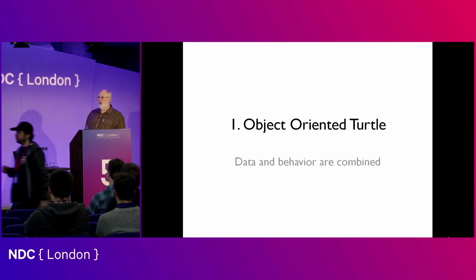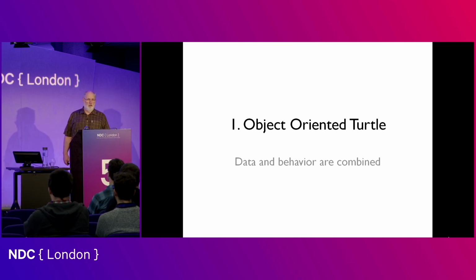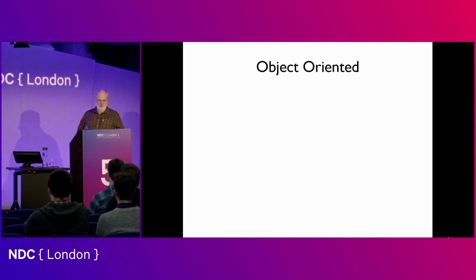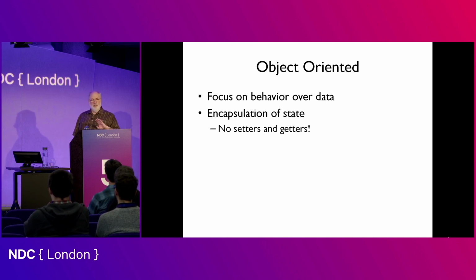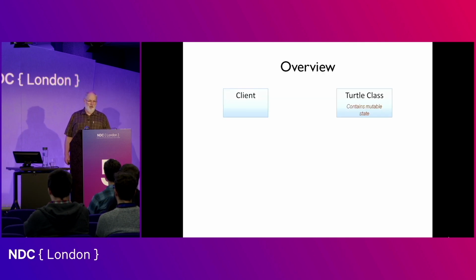So, the object-oriented turtle. People are probably familiar with it. You have the data and the behavior combined into one thing, which I'm going to call a tuple. And the thing about OO is you focus on behavior, right? You don't focus on data, and you encapsulate the state. So that means no setters and getters. If you have setters and getters, you're not doing proper OO, sorry.